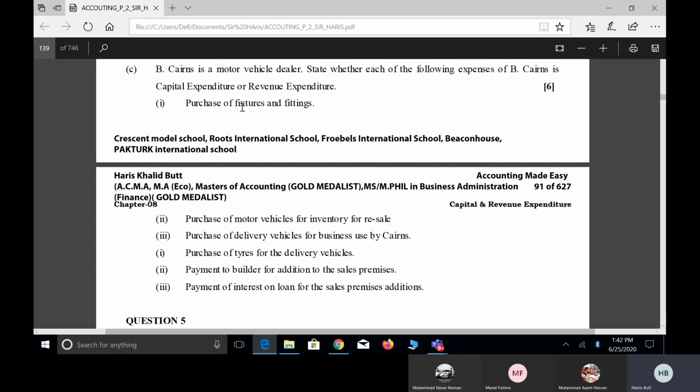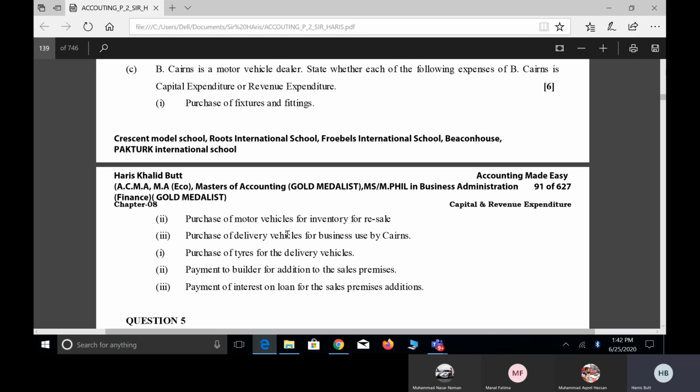So for V Cares, if you purchase a vehicle for resale purpose, that will be treated as revenue expenditure. But purchase of number 3, purchase of delivery vehicle for business use by V Cares, that will be treated as capital expenditure. Why, sir? Because that delivery vehicle is a non-current asset. It is retained in the business. It is not for resale. It will be retained in the business and not sold out. So it will be treated as capital expenditure.